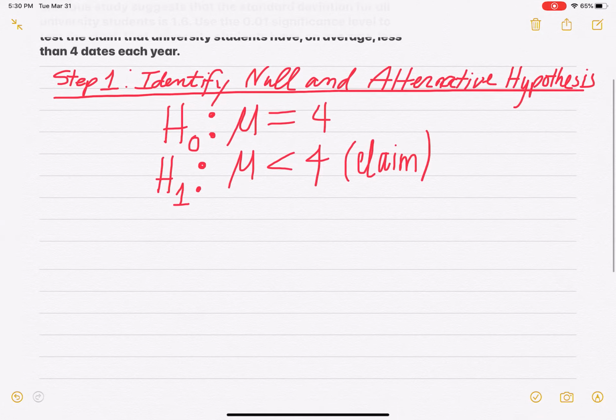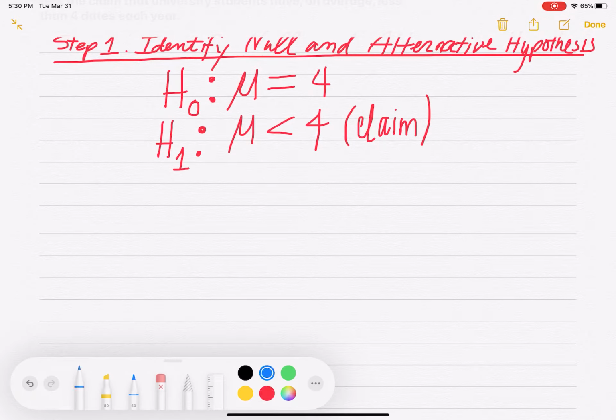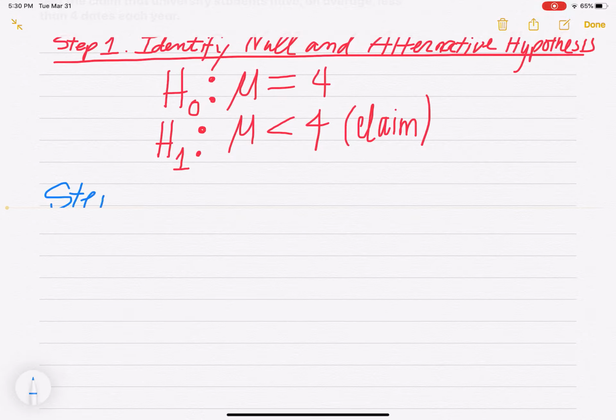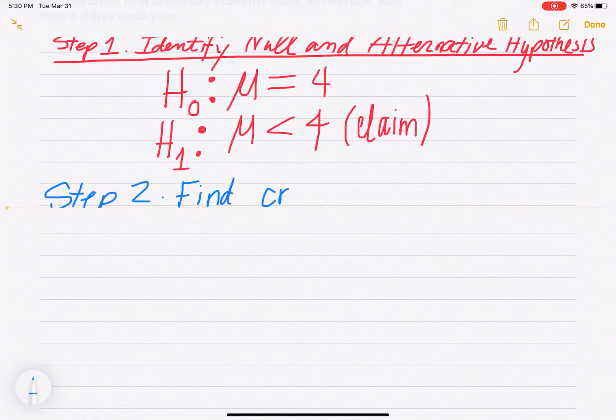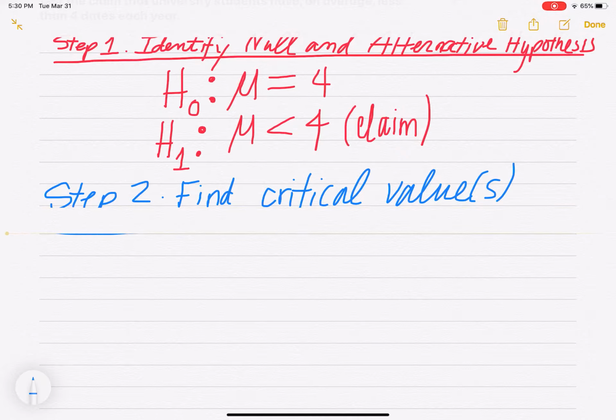Step 2. We want to find the critical values. Yeah, it's not writing. There it goes. Find the critical values. Some problem with this thing. I want to find the critical values.